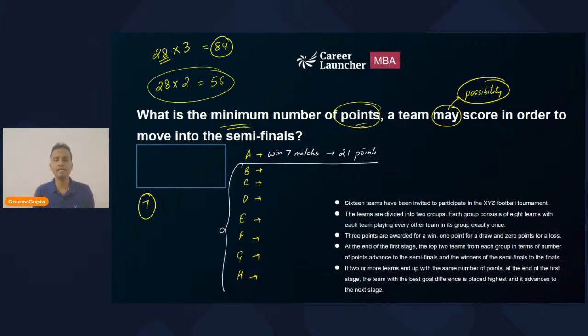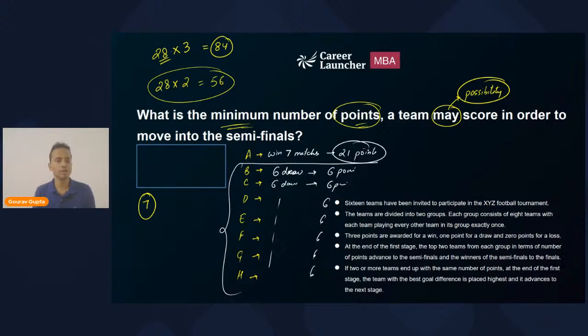Now, look at the remaining 7 teams. These remaining 7 teams among themselves will play 6 matches each, right? And let us assume that the remaining matches among these 7 teams all end in a draw. All the matches are draws. So B has 6 remaining matches, all of them draws. So 6 draws will give it 6 points. Similarly, 6 draws for C will give 6 points, right? And every team will score 6, 6, 6, 6, 6 points, right?